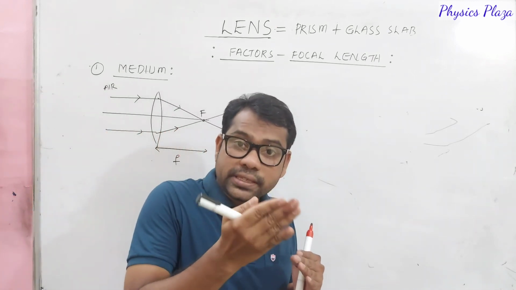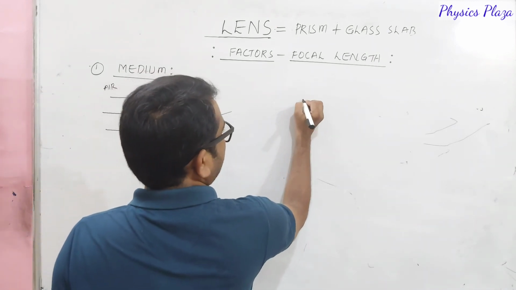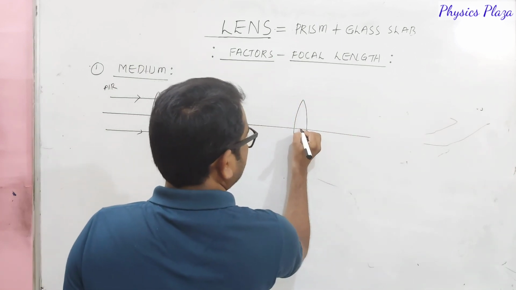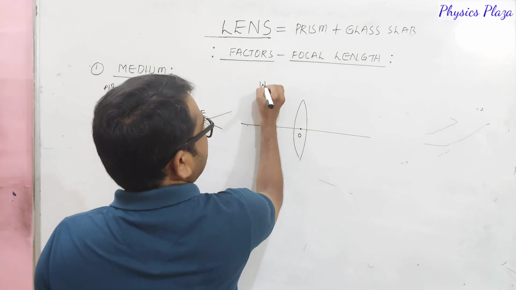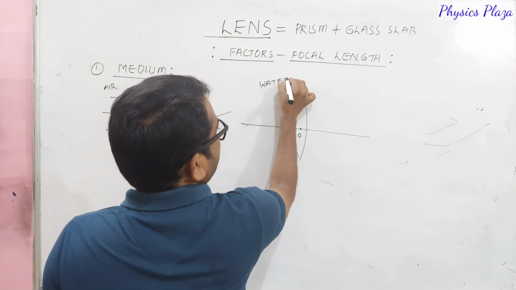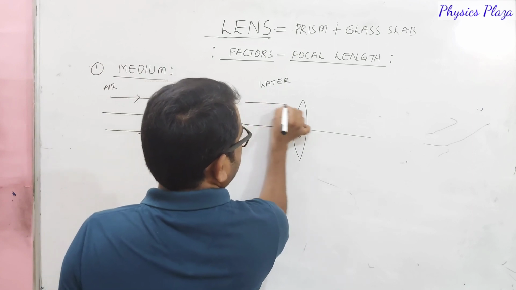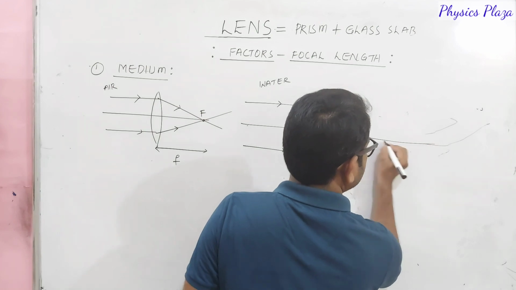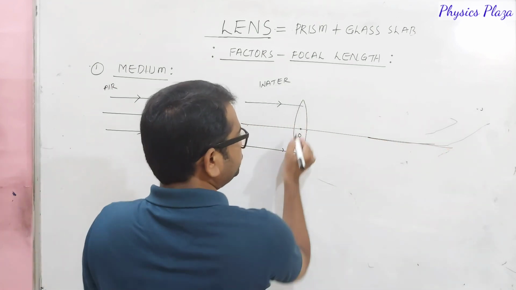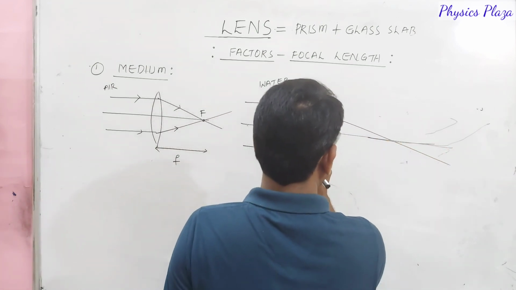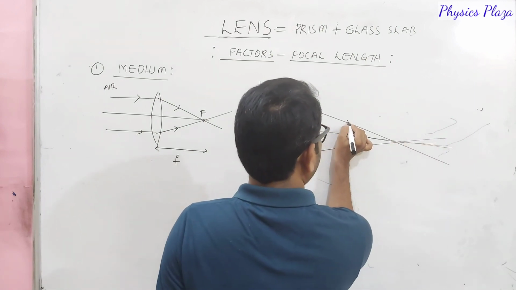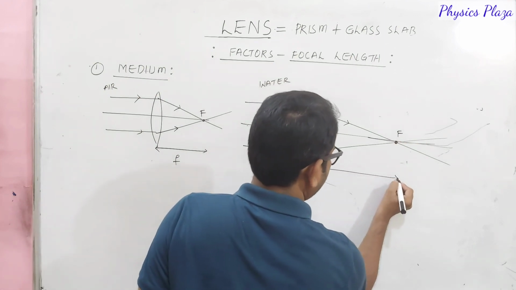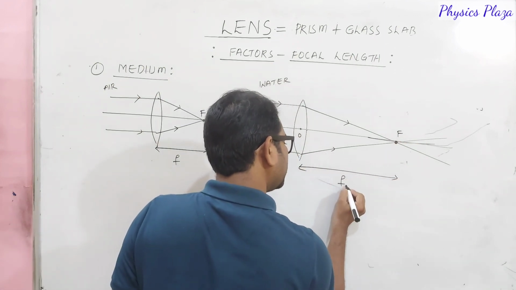The same lens is placed in water. Suppose the same convex lens, children, same identical, I am talking about the optic center. Now it is placed in water. Now look here, what happens? Here is the principal axis. Look at it. Like this the rays are going to meet, and this is going to be the focus, which means this is the focal length.